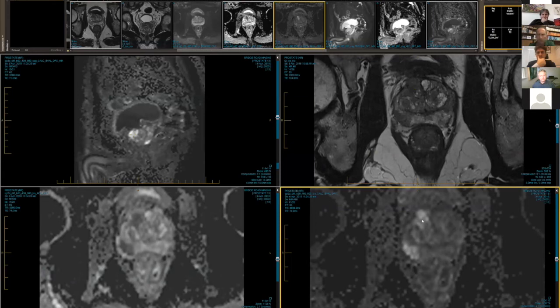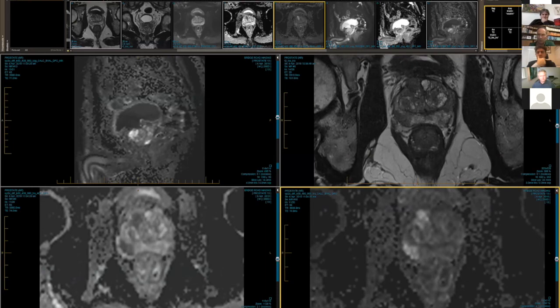And PI-RADS would say the diffusion is not very useful in the transition zone. I disagree with that. I think it's extremely useful in the transition zone. Yes. However, it's not the dominant sequence, is it? It's not the dominant sequence. No. Yep. Okay. All right.